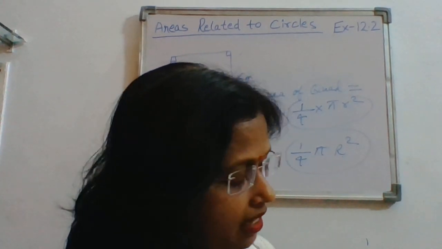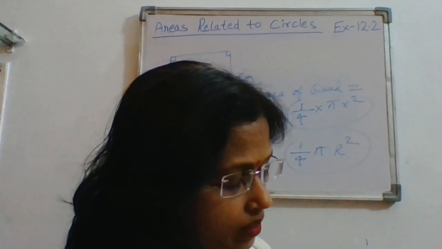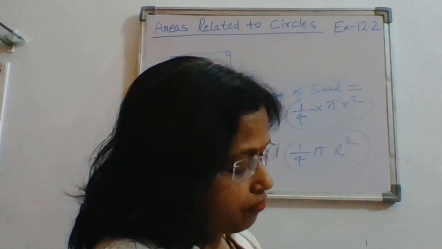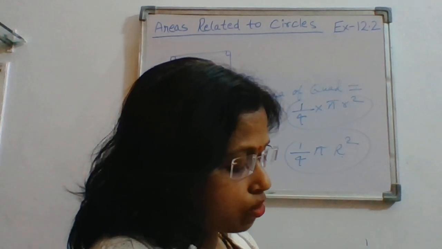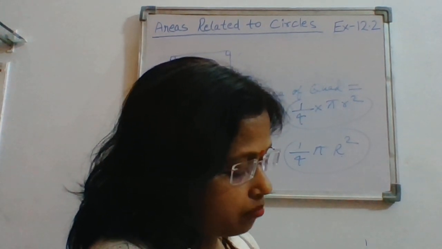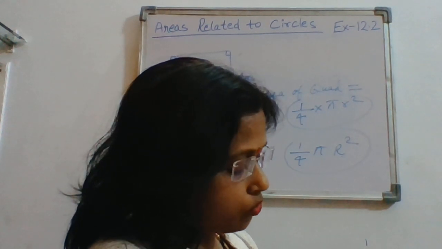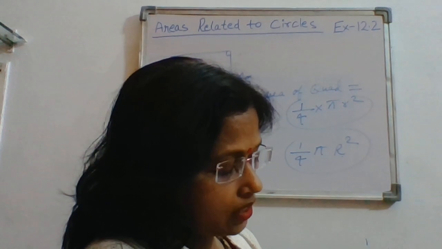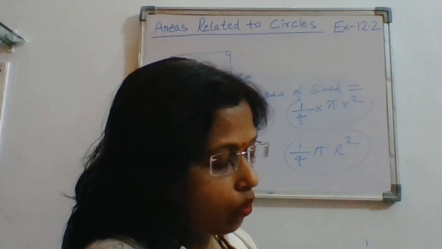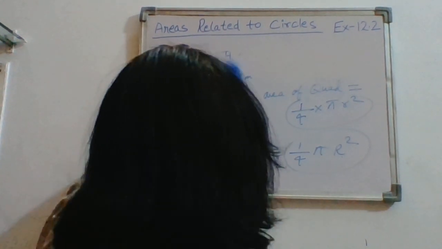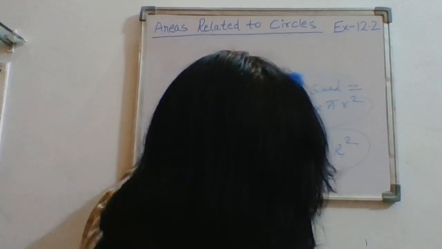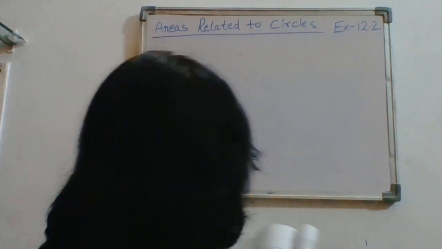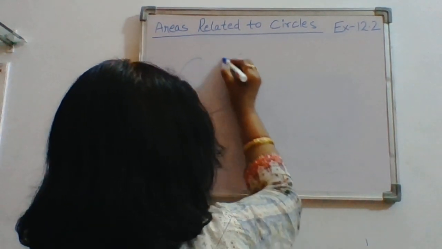Now see question number 9. A brooch is made with silver wire in the form of a circle with the diameter 35 mm. The wire is also used in making 5 diameters which divide the circle into 10 equal sectors as shown in the figure. Find the total length of the silver wire required. Now this brooch is made by a silver wire and diameter is 35 mm.